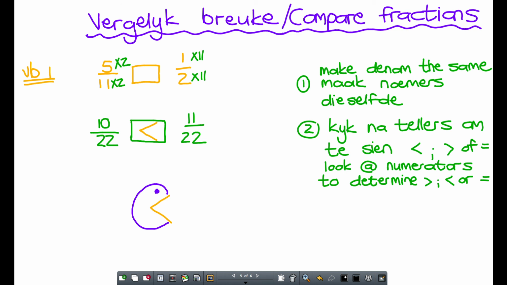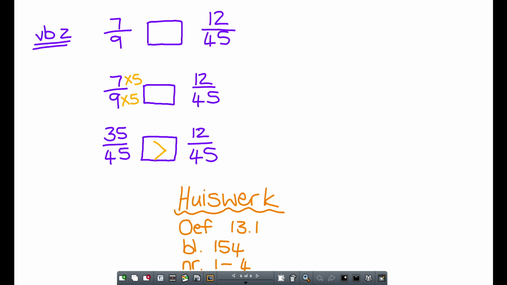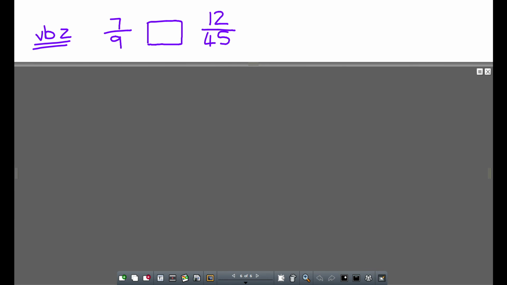Oh, greater than, smaller than, or equal. Can I skip? Huh? Can I skip? Okay, right, there's your, oh, there's another one. Okay, do this one yourself on your own. Quickly do that one. Let me see if you know what's going on.